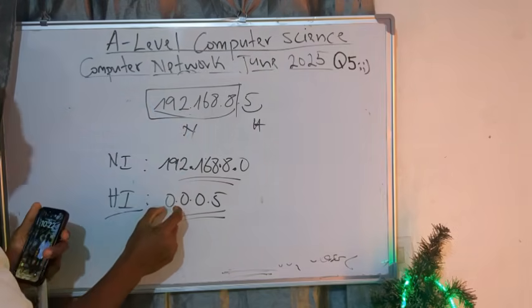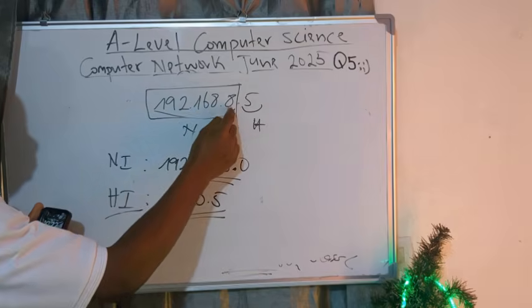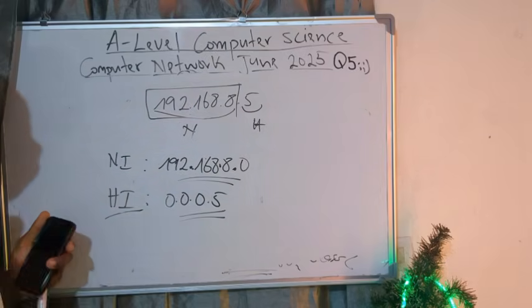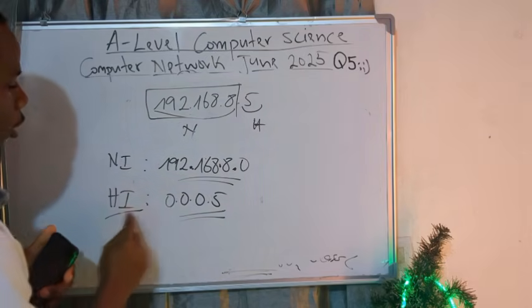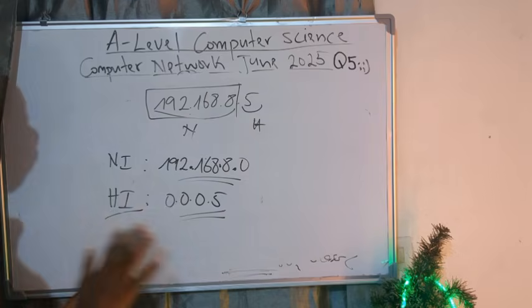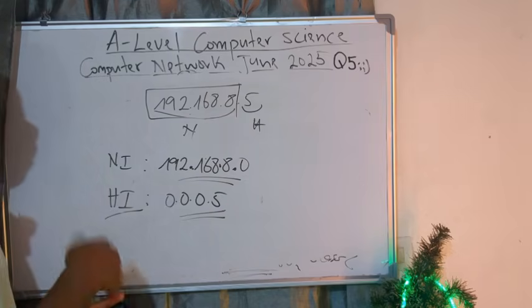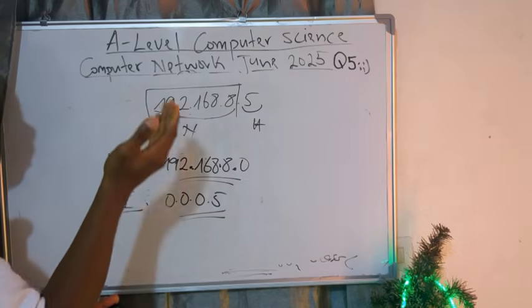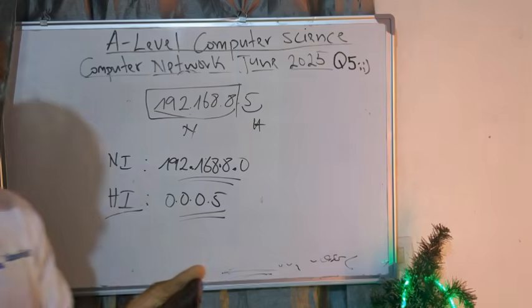8 zeros in decimal is what? 0. The second group, 0. The third group, 0. The last is the host, that's why I put it like that. So this is giving us the host identifier. I think everything is clear. Good. Next time they can say network ID, host ID. So these are the different names they usually use.